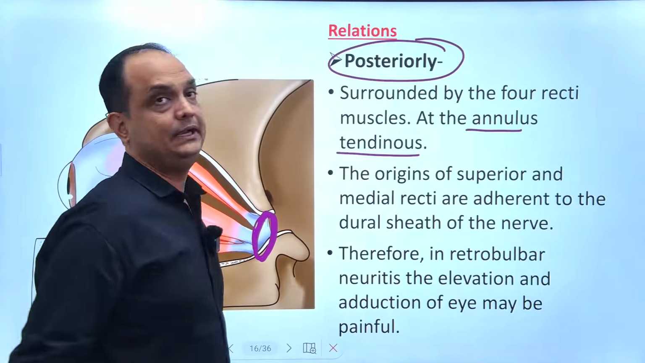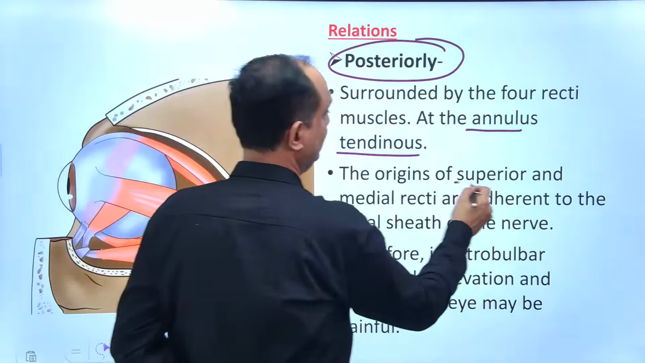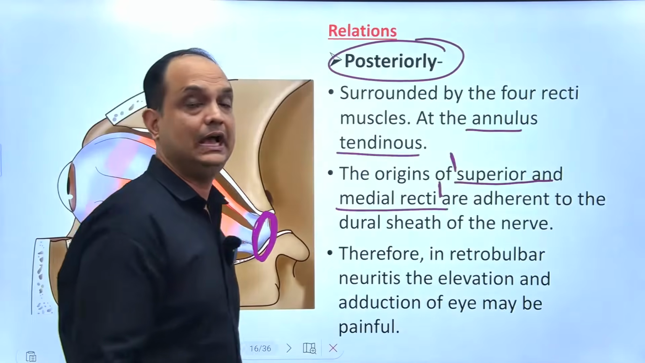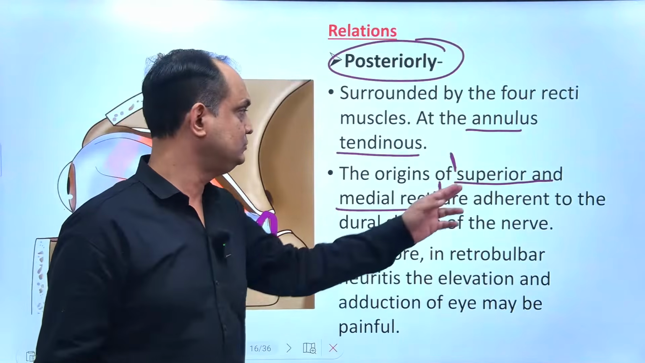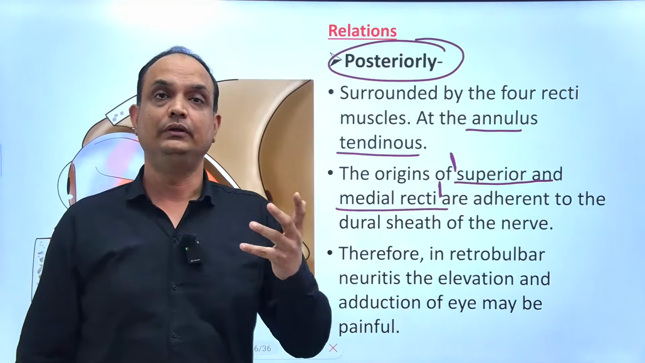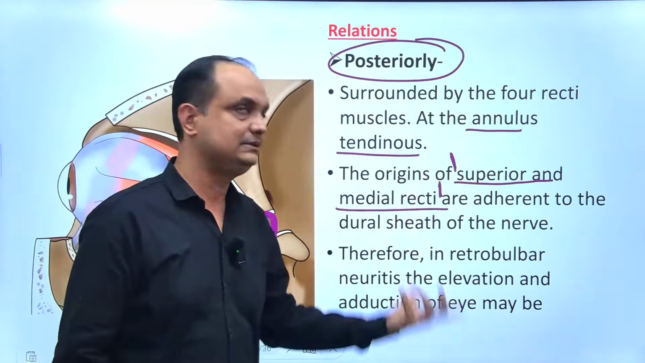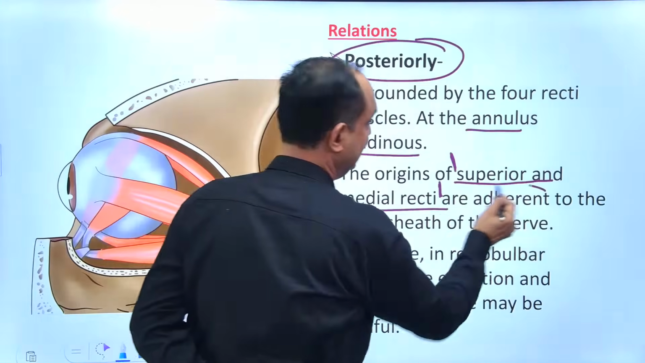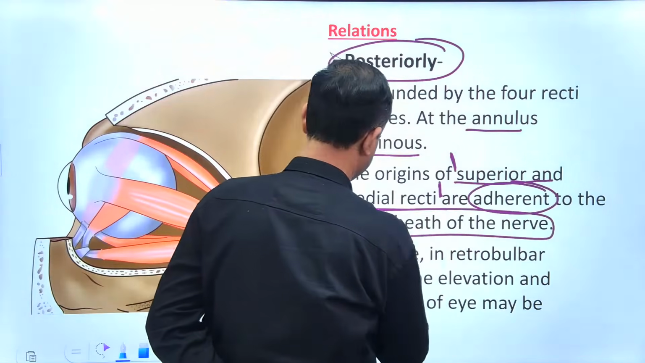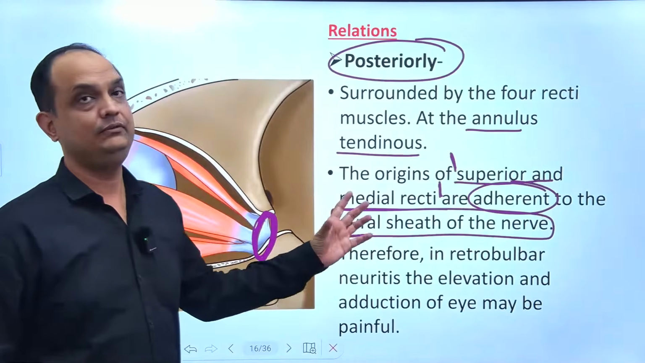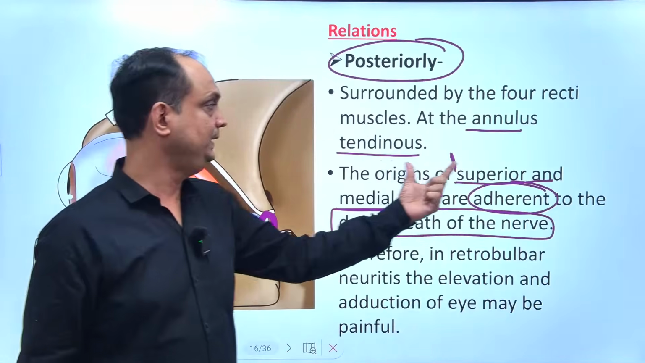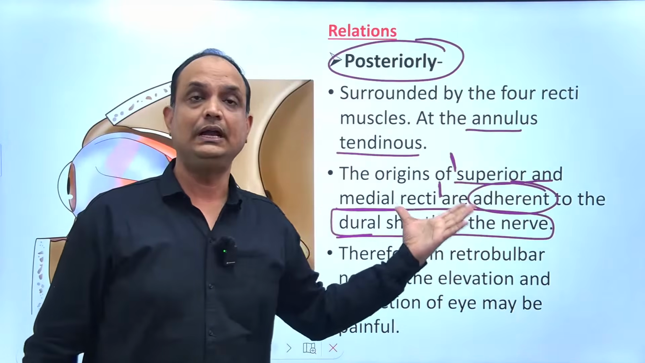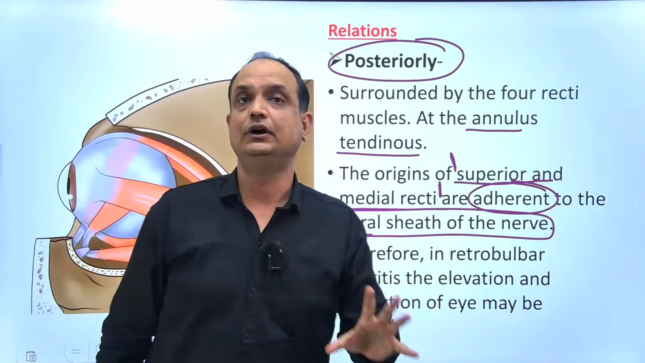The origin of superior and medial rectus. Now see, this is an important line, because when we are talking about applied anatomy, when you have optic neuritis, these two muscle actions are also affected. Why? Because the origins of superior and medial rectus are adherent to the dural sheath of the optic nerve. So keep in mind that the superior and medial rectus not only arise from this ring of Zinn, but they also arise from the outer dural sheath of the optic nerve.